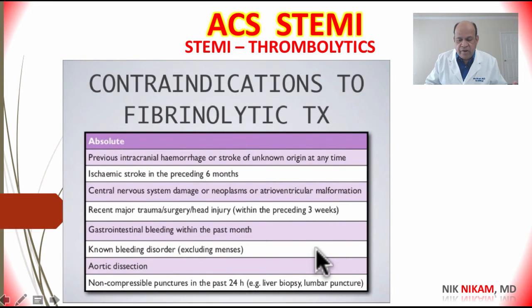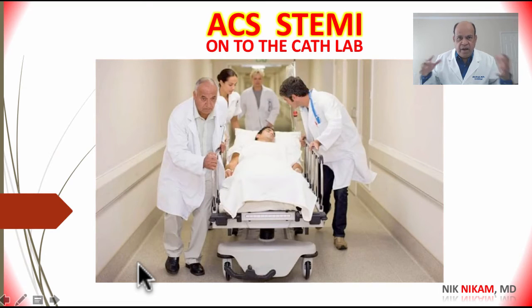There are certain contraindications to using fibrinolytic agents at the outset, and these include previous history of intracranial hemorrhage, ischemic stroke in the preceding 6 months, recent major trauma or surgery, recent gastrointestinal bleeding within the past month, aortic dissection. All these things need to be excluded before a patient is considered for fibrinolytic therapy. Okay, now everything is set. You are ready to take the patient to the cardiac catheterization lab.